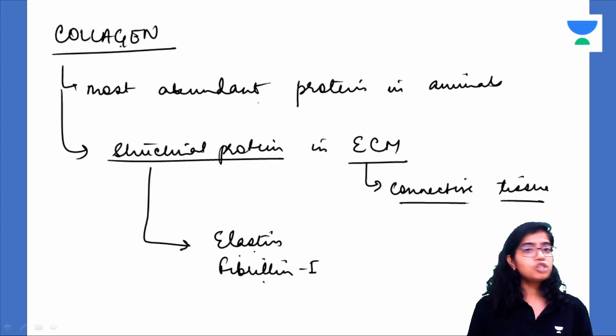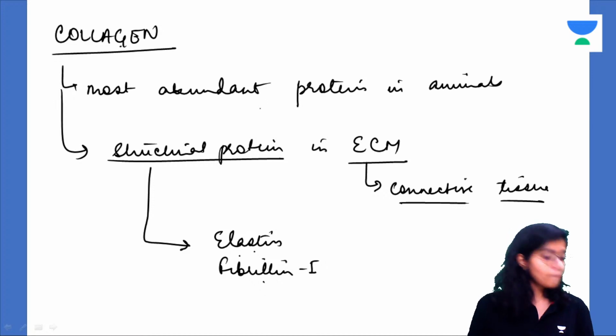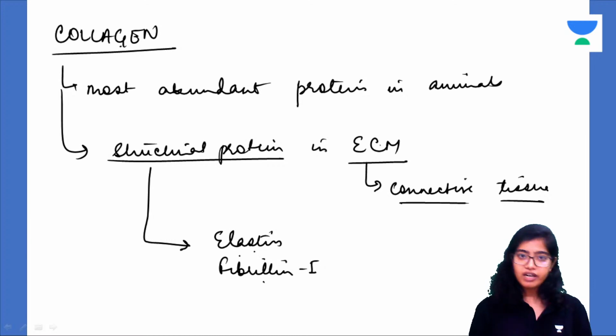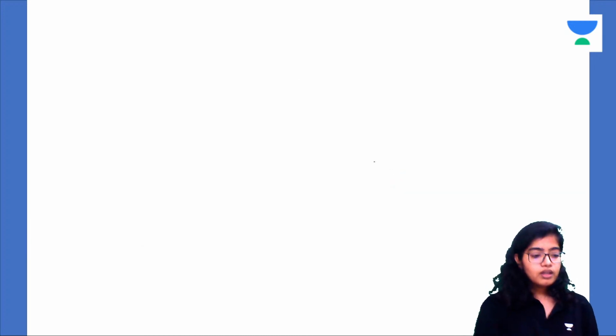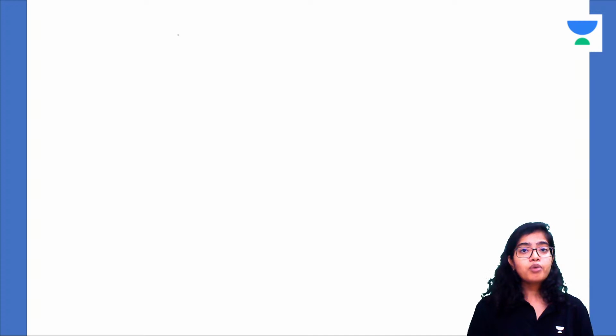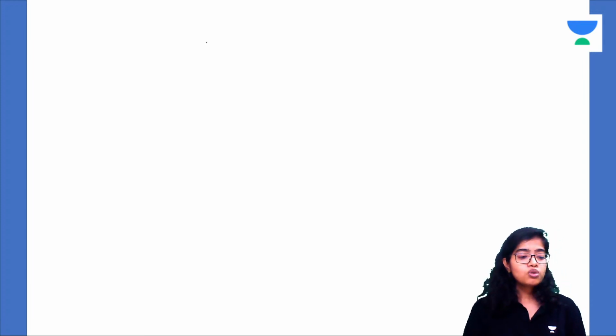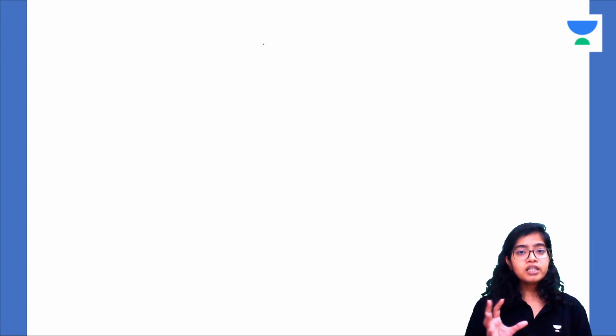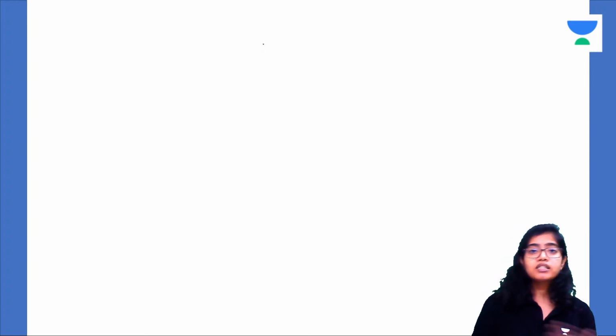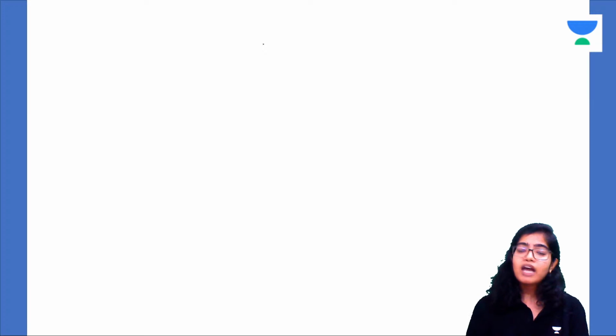Out of these three, which one is the most abundant? Collagen. Collagen is the most abundant protein present in animals, present in the extracellular matrix. Now it has a very important role because it provides strength and rigidity to the structure wherever it is present. So we should study its structure such that we know what characteristics in its structure provide it strength and rigidity.